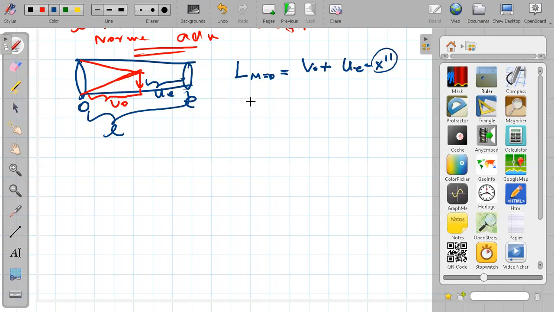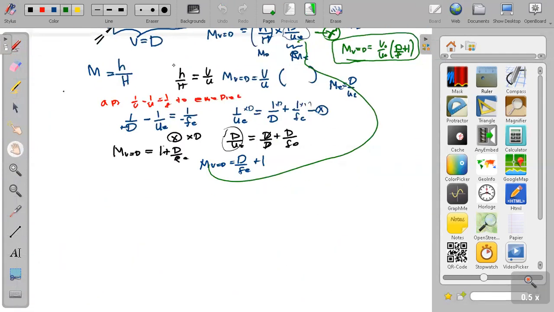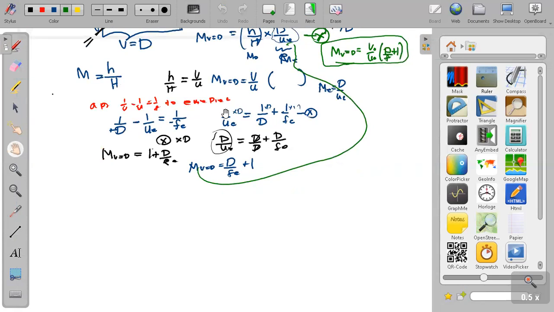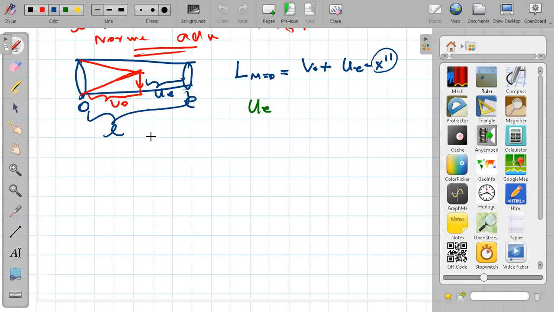What is the value for UE? UE in the previous one. See, but we didn't make UE the subject here. Instead of making UE the subject, I just multiplied it by this value altogether. So I can get from equation X, what is X? 1 over UE equals 1 over D plus 1 over FE. So I need UE, not 1 over UE.